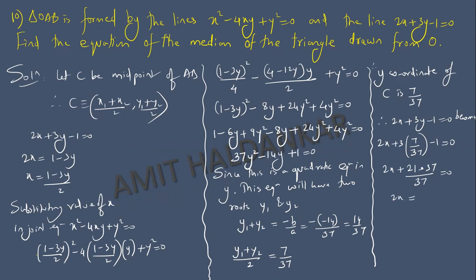2x is equal to 21 minus 37 is 16. 2 8s are. Therefore, you got the x coordinate also now. Therefore, C will be 8 by 37, comma 7 by 37. Now you got the coordinates of C.